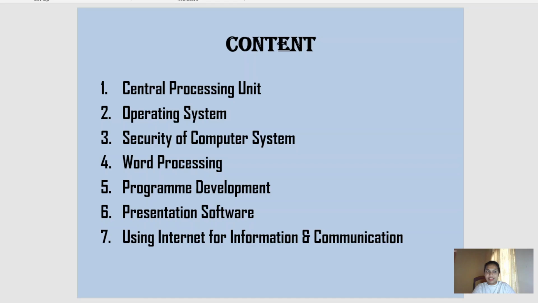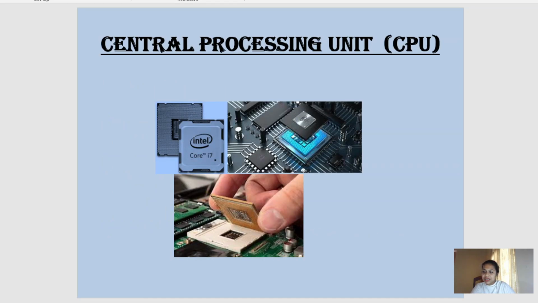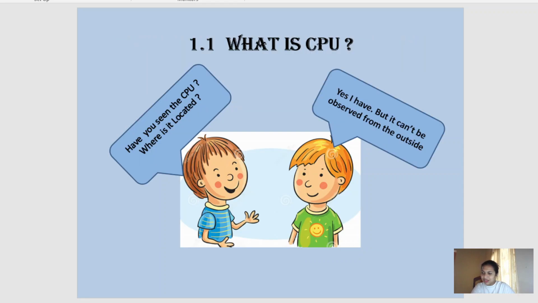This one. Can you see there's a picture? It's a picture of a CPU, no? Can you identify it? Then let's move to the next slide. There are two guys, no? They are talking about something. Let's see what they are talking about. The first one is asking, have you seen the CPU? Where is it located? And the second one is answering, yes I have, but it can't be observed from the outside.